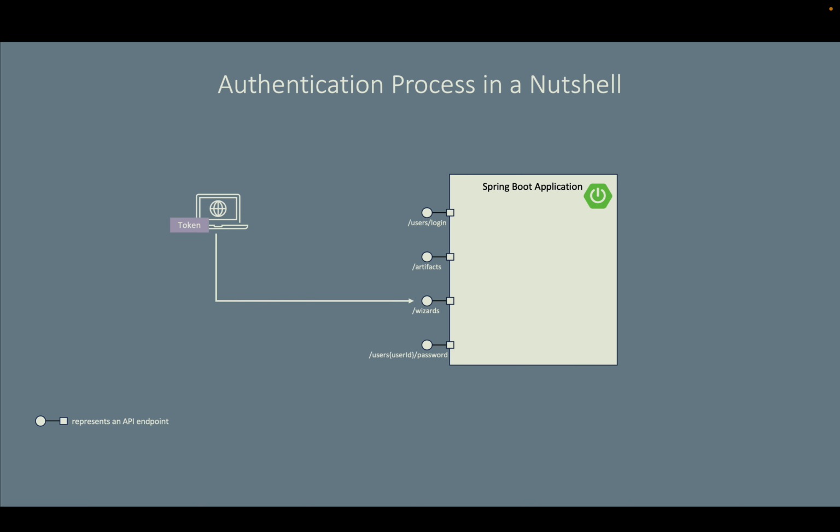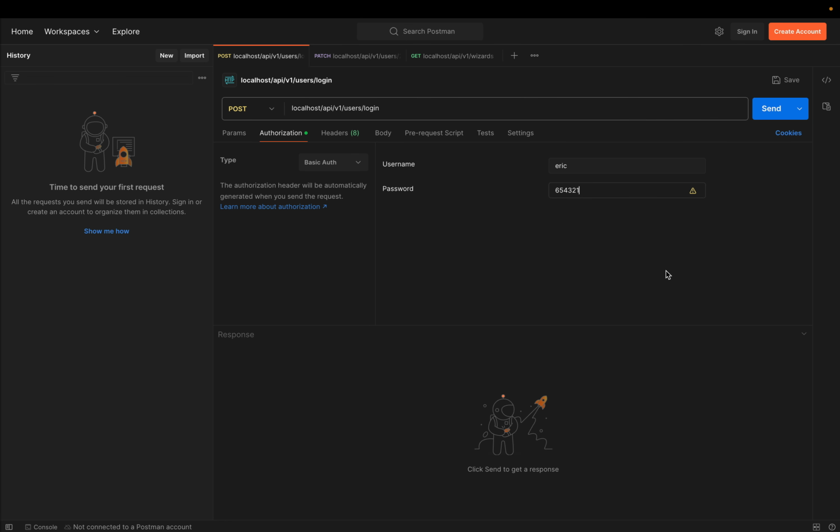For example, the client wants to get all the wizards from the application. Spring Security will verify this token first. If the token is validated, grant access to this request. You already know this. However, there is actually a problem in this process. Let me show you in Postman. I just restarted my Spring Boot application.